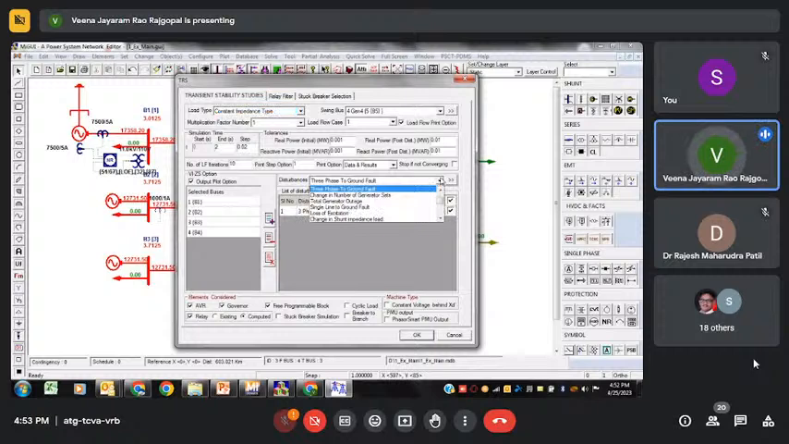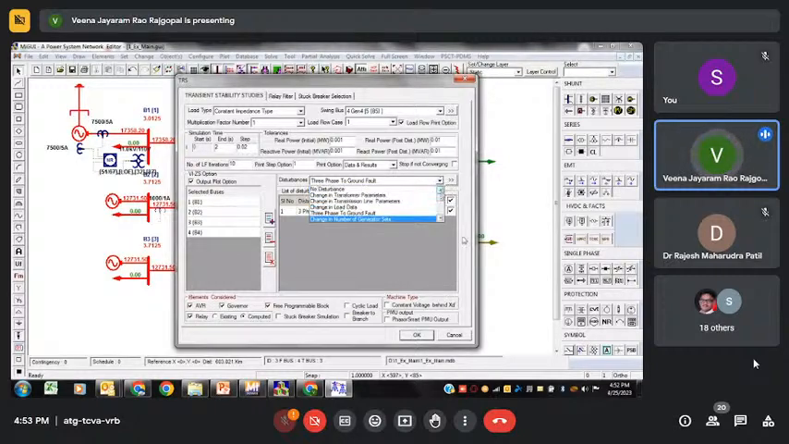Whenever we talk about transient stability, it is for a particular disturbance, right? You have a disturbance in the system, and you observe how your system is going to behave, whether it is going to come back to normal or it is going to go out of synchronism. So these are the various faults that can be simulated.